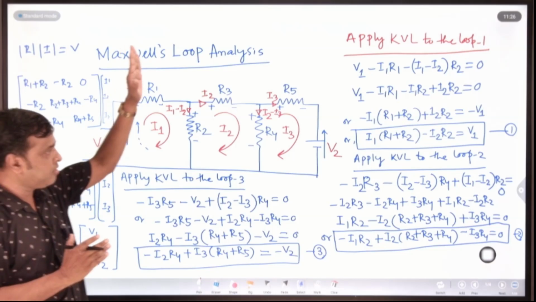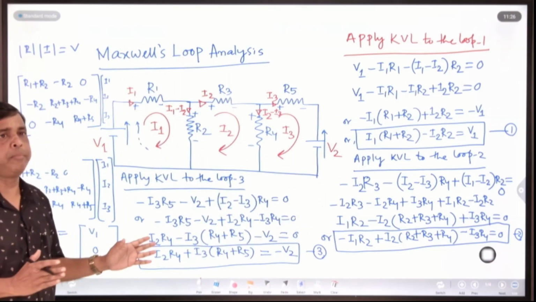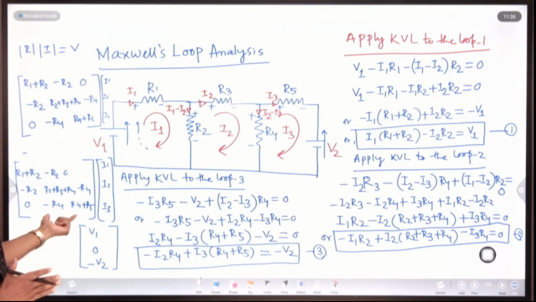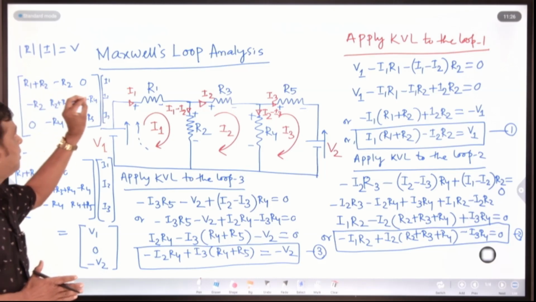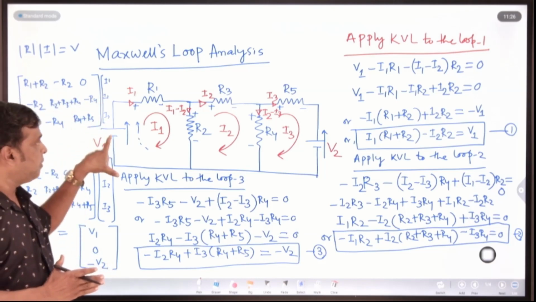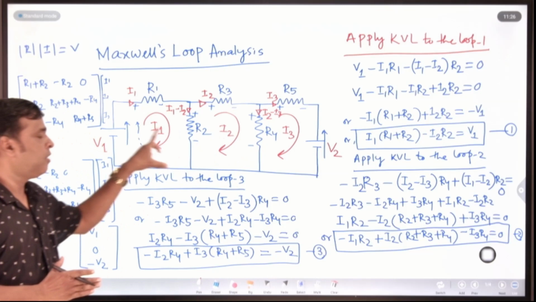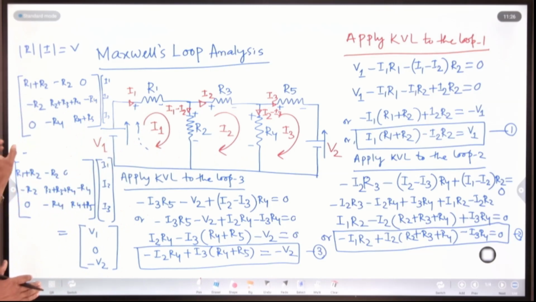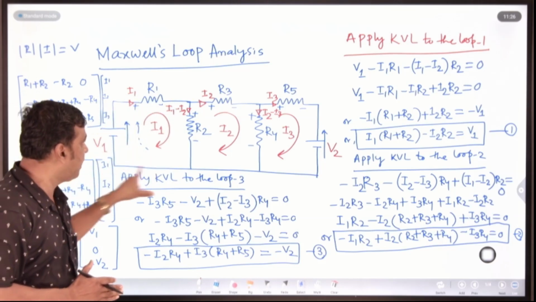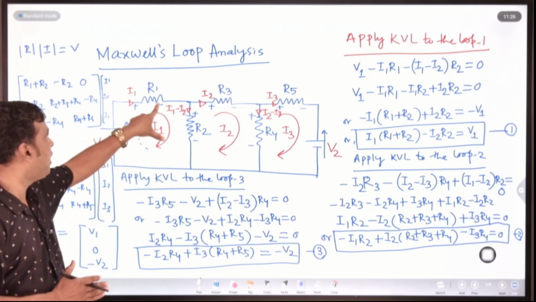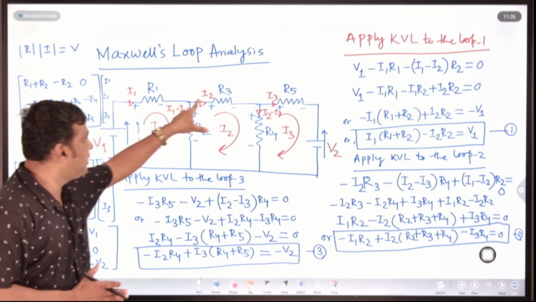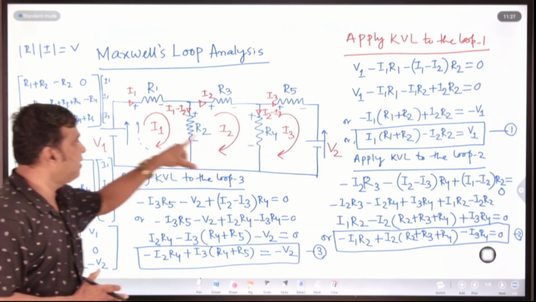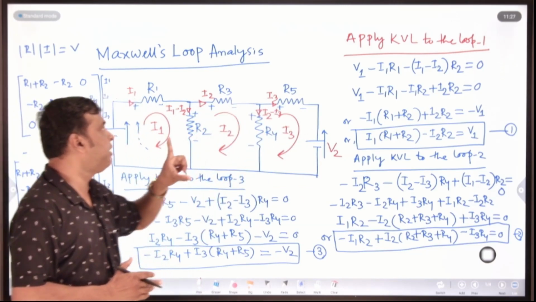Without calculating all the things, using Maxwell's loop analysis or mesh analysis, I can write this in matrix form. First of all, care should be taken that the resistance matrix into the current matrix is equal to the voltage matrix. So if there are 3 loops or 3 meshes, the resistance matrix will be 3 into 3: R11, R12, R13. R11 means self loop 1, the sum of the resistance formed by loop 1. R22 is the sum of the resistance formed by loop 2, and R33 is the sum of the resistance formed by loop 3, diagonally.